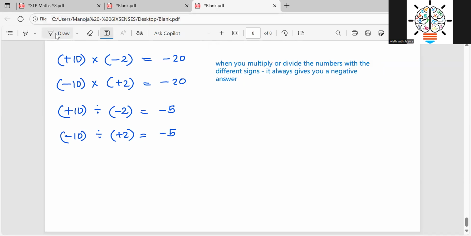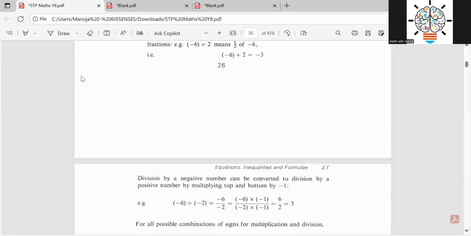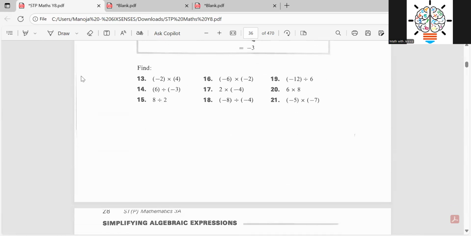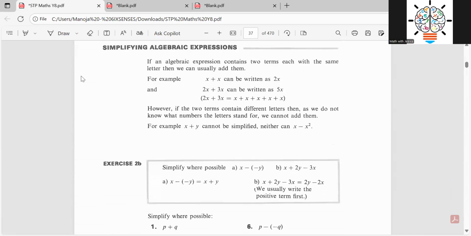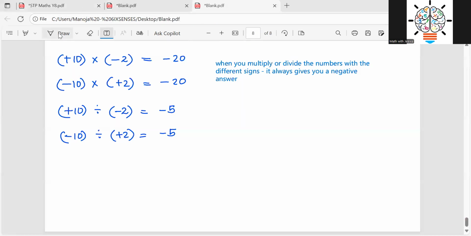So these are the things we want to recall before moving on. I'm just revising, so that if you have missed anything, you can recall this. So then the next one.